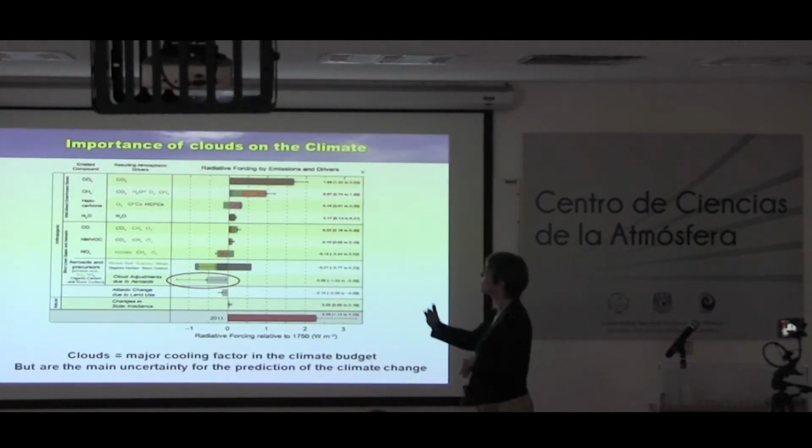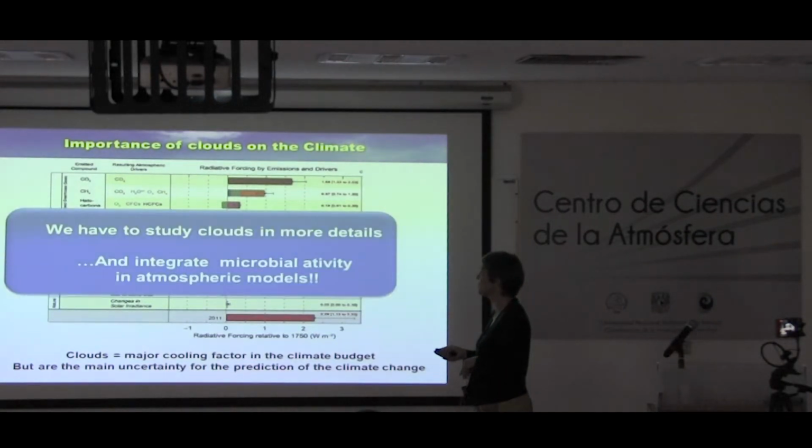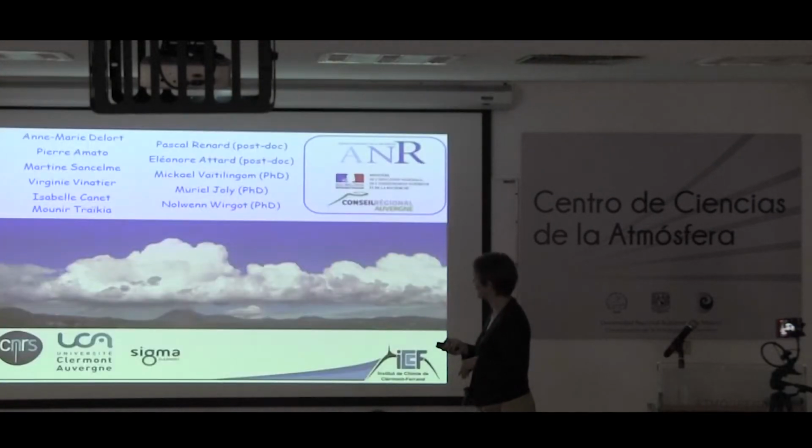Of course, all of us know that it is going to be warmer, but how much? 2 degrees, 4 degrees? That's the important thing. And for the moment this is not solved, because clouds are so complicated to understand that there are still a lot of uncertainties. Of course, because I'm working on biology, we say now it's time to integrate microbes also in atmospheric chemistry and models, including with ice nucleation. Okay, and now it's time for the conclusion, to thank all the people who were involved with this work.